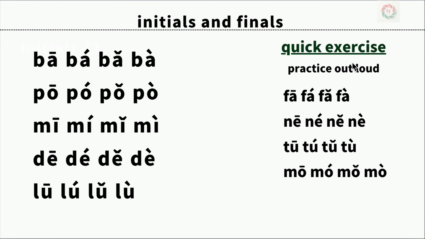So this is a quick exercise for you here. Practice out loud. 非常好，非常好，非常好，非常好 means very good, very good. Let's move on.